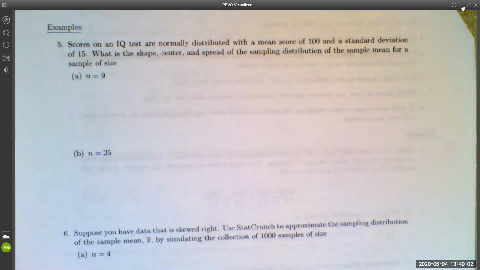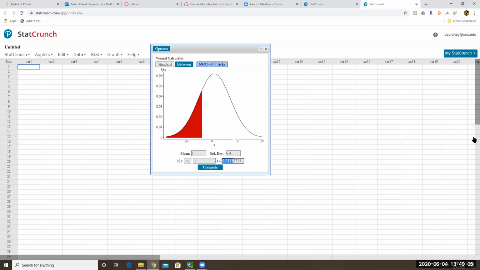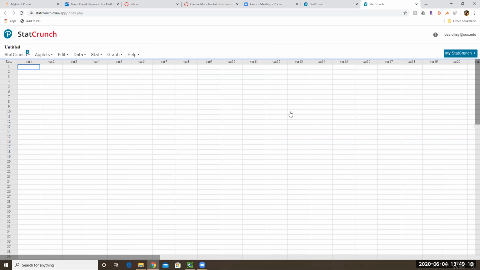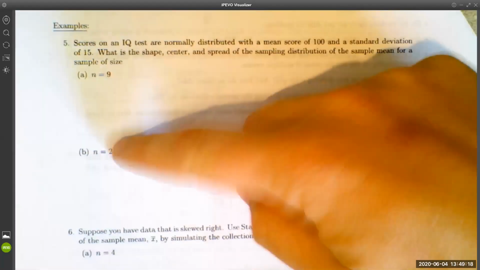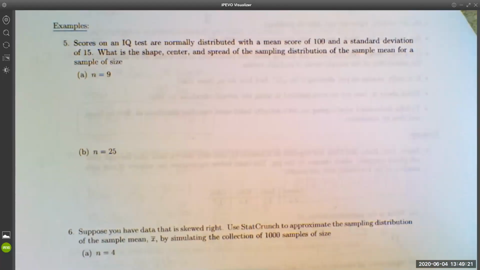So I'm going to go to StatCrunch now to do this. Let me take you back for a second. We have formulas, right? We have formulas that allow you to say what the shape, center, and spread of these distributions are going to be. However, what I want to do is run the actual simulation in StatCrunch to try to build up evidence to convince you that the formulas that we have are correct.